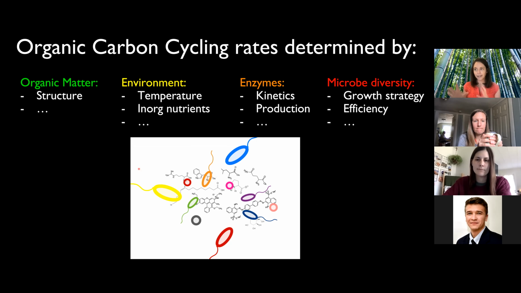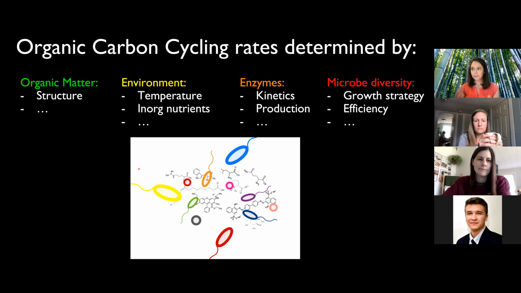So to just highlight what I mean by that, the rate at which organic carbon is cycling is due to diverse factors contributing to that rate. We have an enormous diversity of compounds that make up this DOM pool with variable structures. And they're being degraded by a diverse microbial community that have very different growth strategies, efficiencies, enzyme kinetics, and rates of enzyme production. And all of this is occurring in an environment that is very variable and has physical features such as temperature differences and inorganic nutrients, which also play a role in the rate at which DOC can cycle.